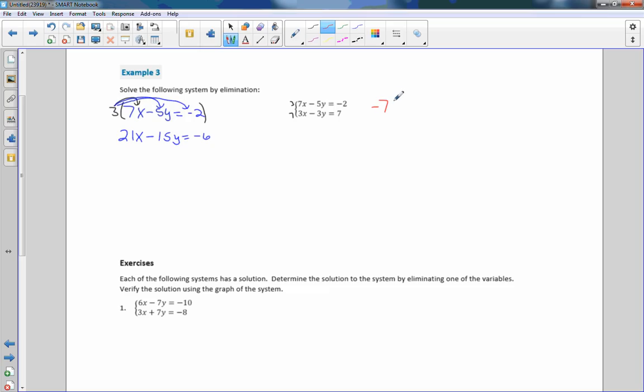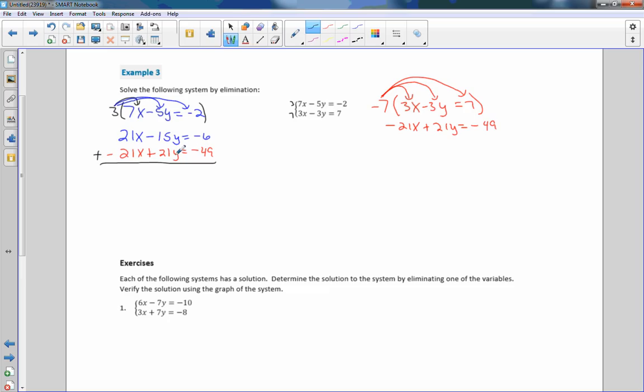Okay, 21x minus 21x is 0. That goes away. Beautiful, that's what we wanted. Negative 15y minus 21y, be careful. I'm sorry, we're adding, put a plus sign out there. Negative 15y plus 21y is 6y equals negative 6 plus a negative 49 is a negative 55. Divide by 6, divide by 6, cancels, and y equals 55 over 6. Well, 9 times 6 is 54, the remainder of 1. So it's 9 and 1/6. So my y is 9 and 1/6.